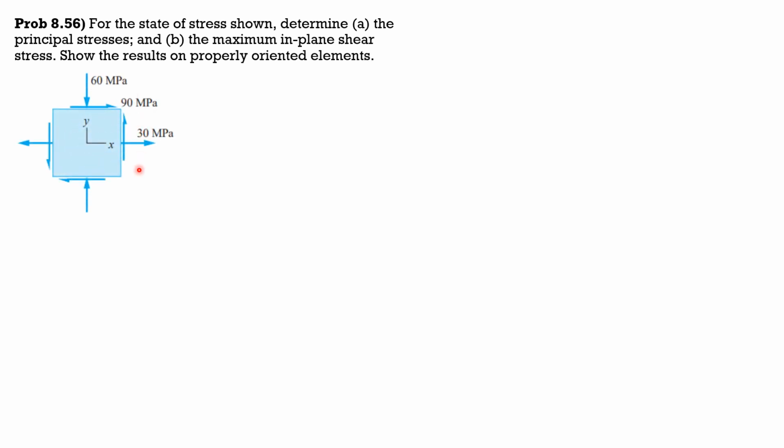For the state of stress shown, determine the principal stresses and the maximum in-plane shear stress. Show the results on properly oriented elements. So here's the given figure. We plot sigma x comma tau xy, which is positive 30, positive 90. And the other endpoint is negative sigma y comma negative of tau xy, negative 60, negative 90.